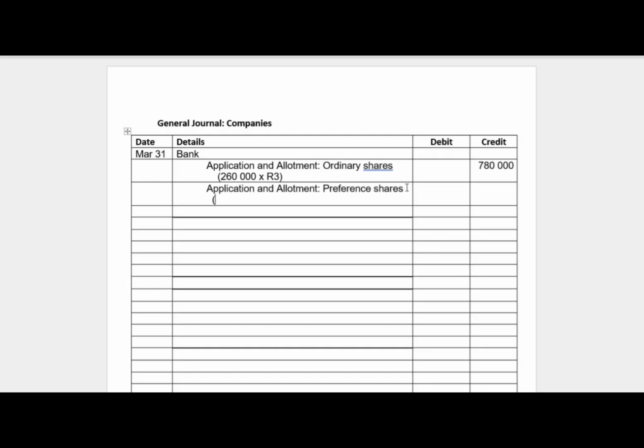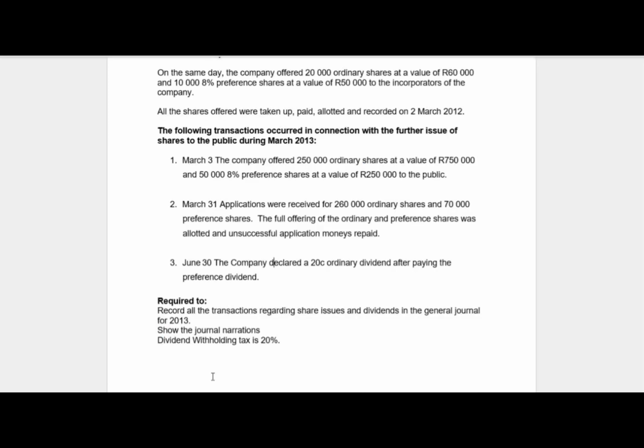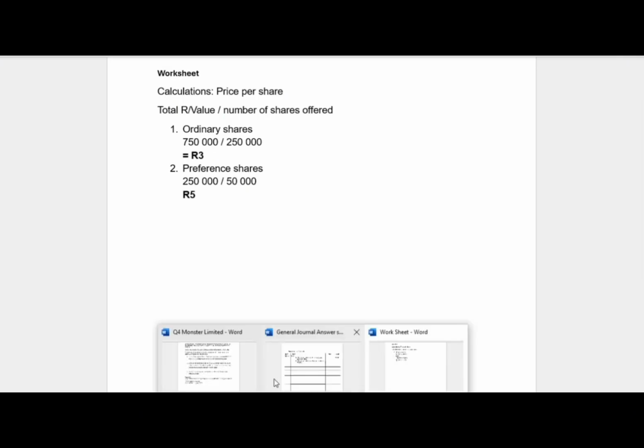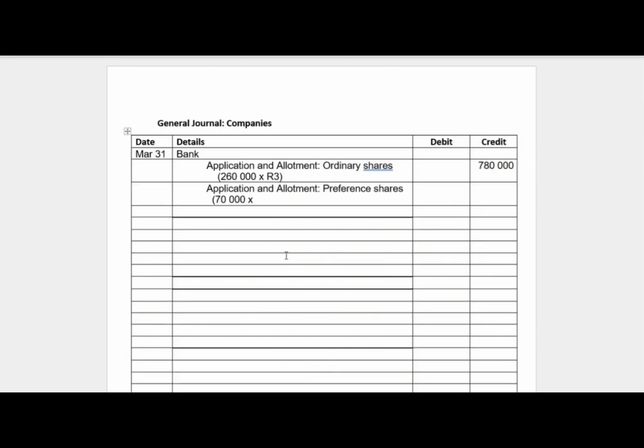Open brackets. On preference shares, they applied for how many number of shares? They applied for 70, right? They applied for 70. So we go to our answer sheet. We say 70,000. We multiply by price per share for preference shares. Price per share for preference shares, we calculated right there, it's 5 rand, okay? And then we go to our answer sheet there, we say multiply by 5 rand.